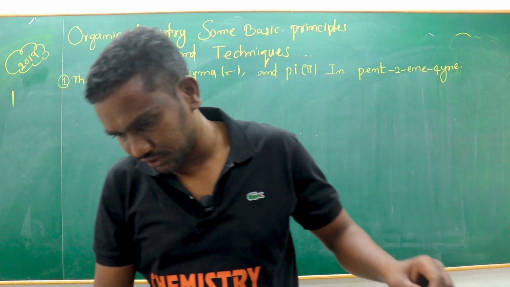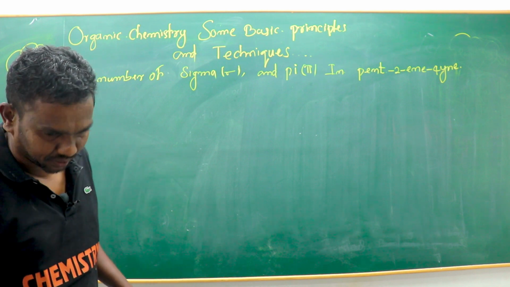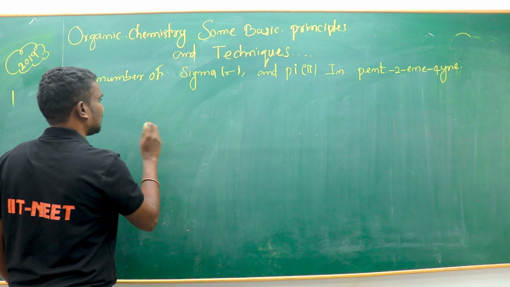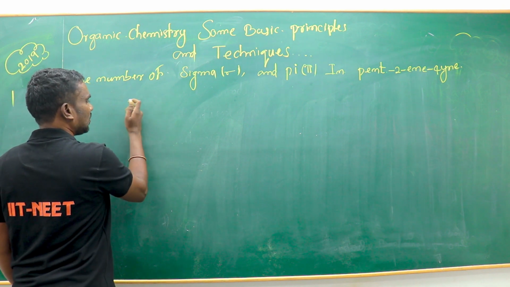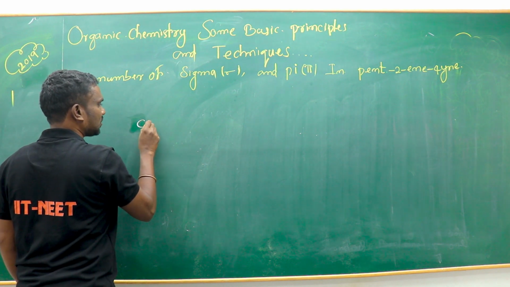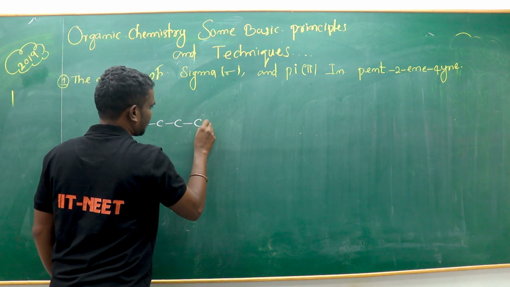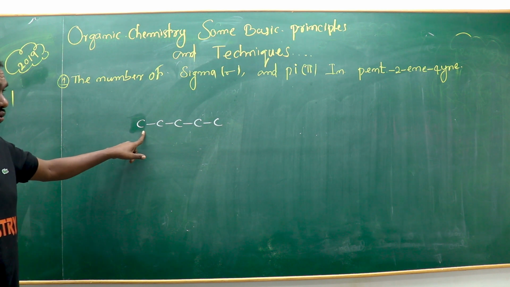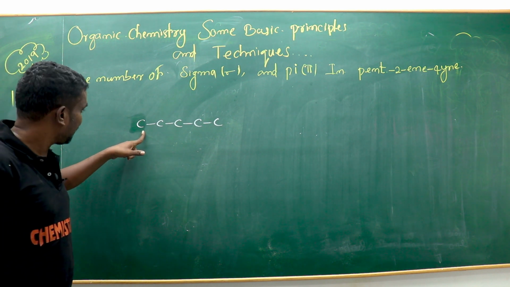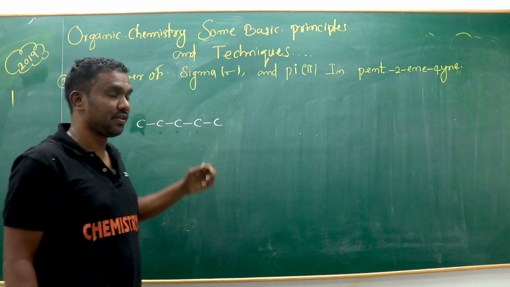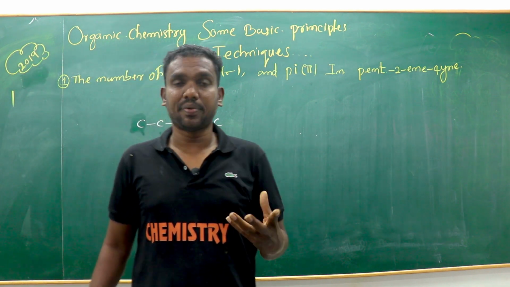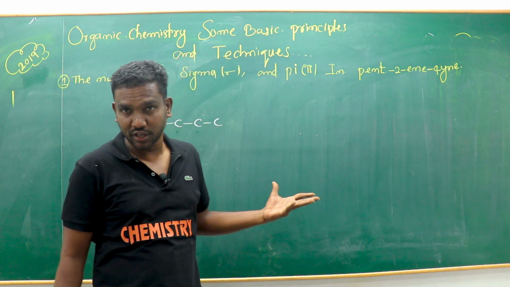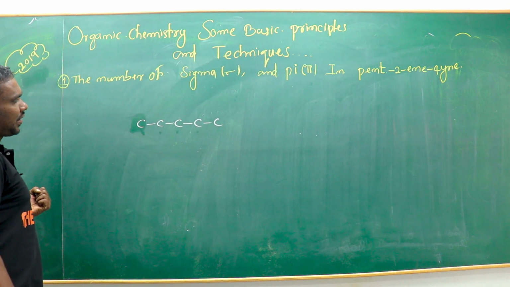So what we have to do first of all, beta ji, pay attention here. Write the structure first of all. Pent means what, sir? Pent means 5 carbons. Make the structure first of all. Pent is the root word: 1, 2, 3, 4, 5, 5 carbons means pent. If 4 carbons, it is but; 6 carbons means hex. I hope you know that.